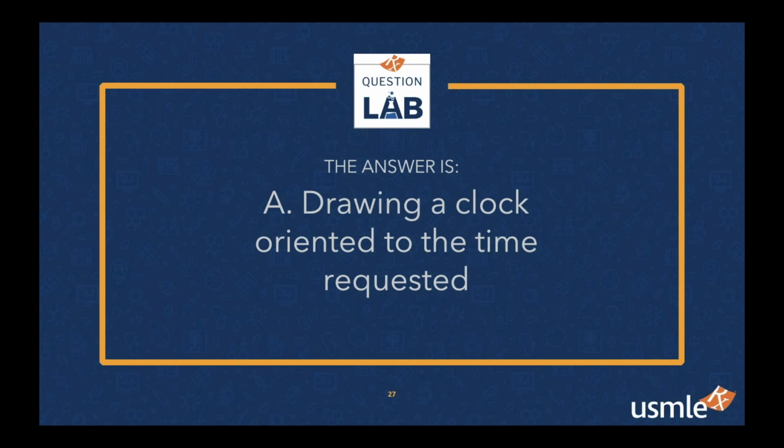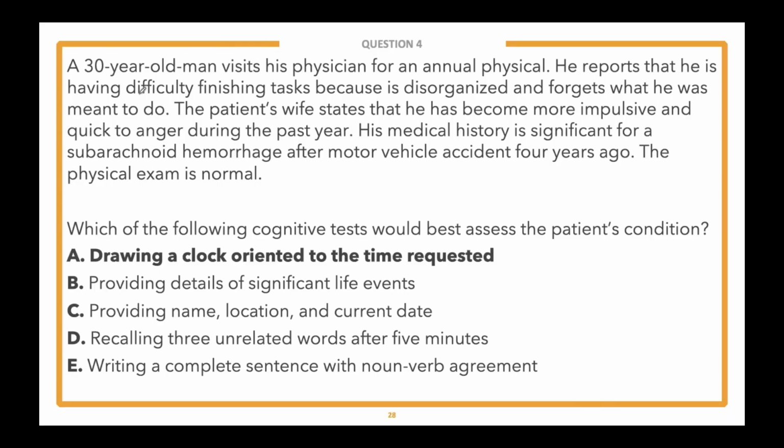So this 30-year-old man has difficulty finishing tasks. He also has a history of traumatic brain injury. He had a subarachnoid hemorrhage after a motor vehicle accident. So if he's forgetting to complete these tasks, he's also got decreased inhibition because he's more impulsive and quick to anger. So keep those things in mind.